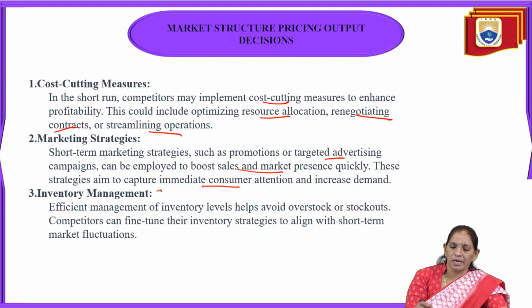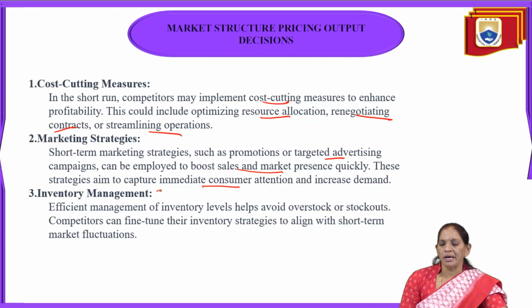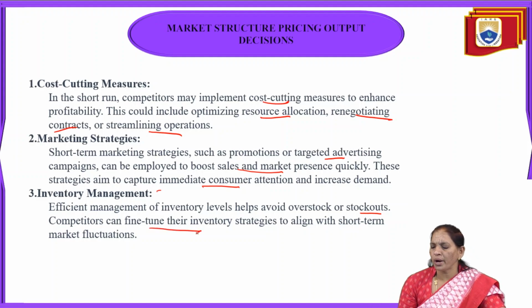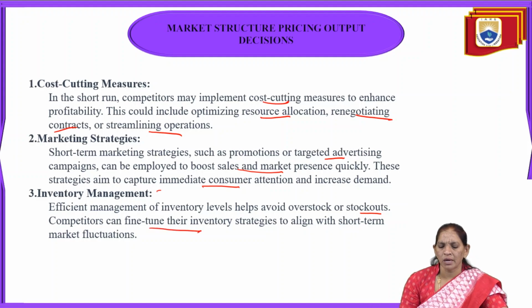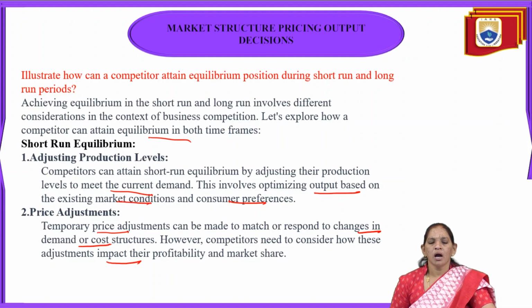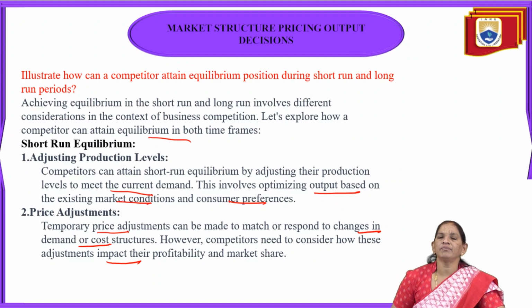Next, inventory management. Efficient management of inventory levels helps to avoid overstock or stockouts. Competitors can fine-tune their inventory strategies to align with short-term market fluctuations. These are some of the considerations illustrating the factors for attaining short-run equilibrium.